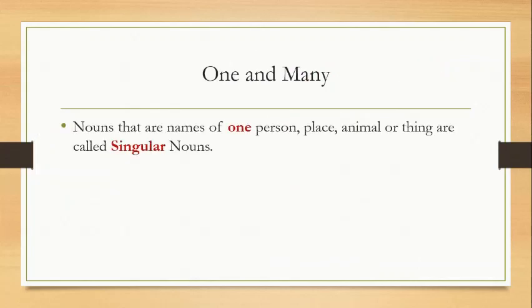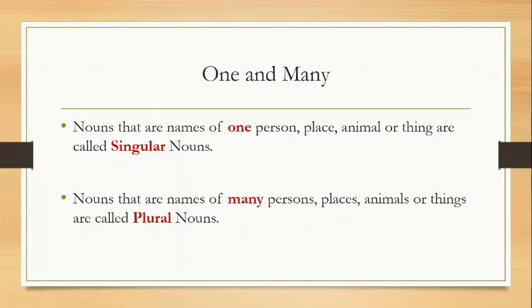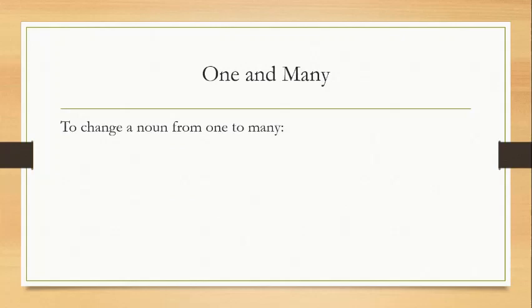Nouns that are names of one person, place, animal or thing are called singular nouns. And nouns that are names of many persons, places, animals or things are called plural nouns. Today, we will learn the rules to change a noun from one to many.